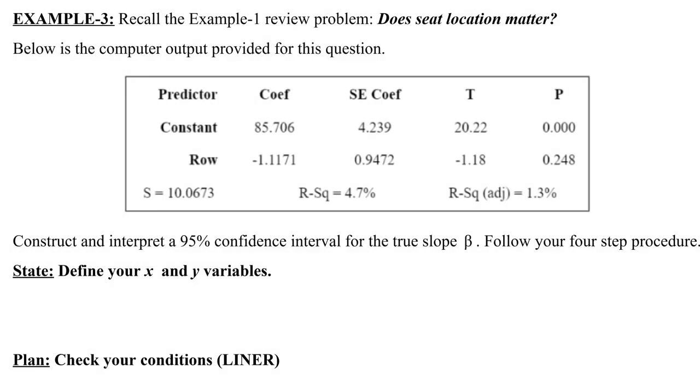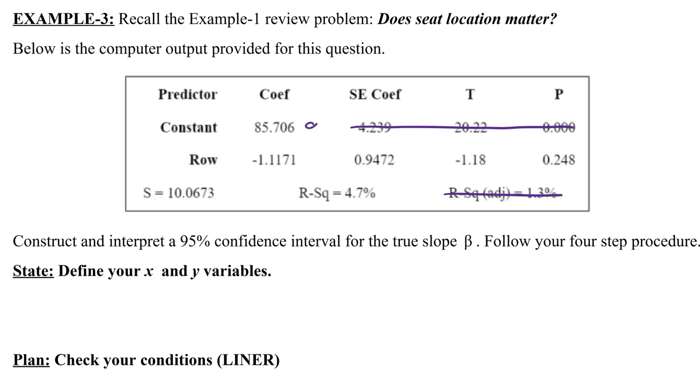When asked to complete any inference procedure for our true slope beta, the first thing we want to do is cross off these 3 values in the top. We're never going to use those. We also want to cross off the r-squared adjusted value. Everything that's left, we might use.